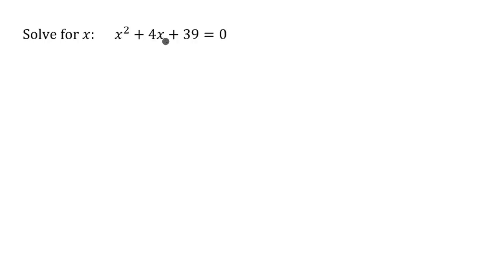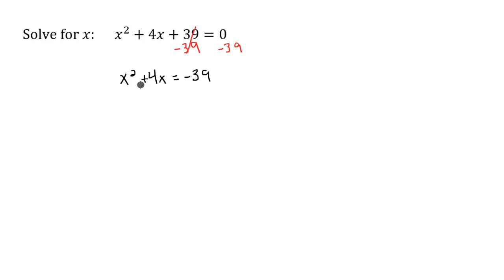Solve for x here. We have a trinomial. We could solve it any way we want. For this problem, let's do it by completing the square. So to complete the square, we want to get rid of this positive 39 by subtracting 39. So that goes away. And then I'm left with x squared plus 4x, and that's going to equal negative 39.